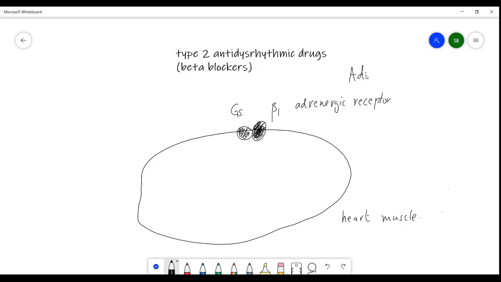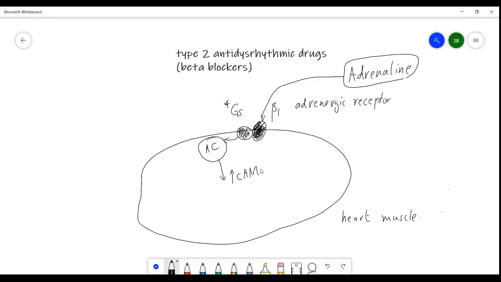and so when adrenaline binds to the receptor, that activates GS, and GS stimulates adenylyl cyclase, and that causes an increase in cyclic AMP. That in turn activates protein kinase A, and then protein kinase A phosphorylates voltage-gated calcium channels, and the result of that is to increase the probability of them opening.